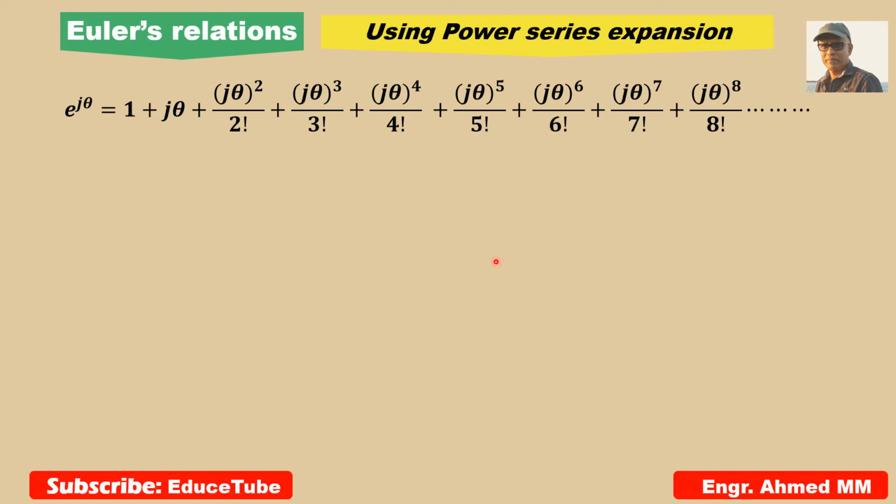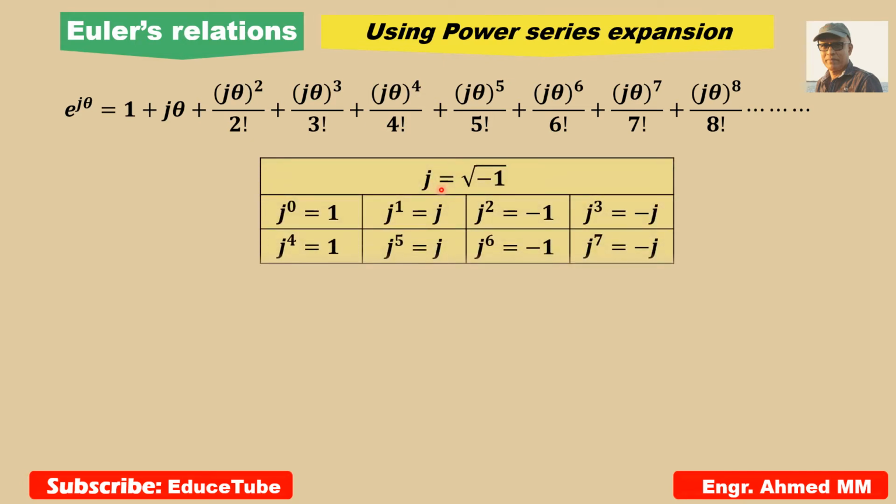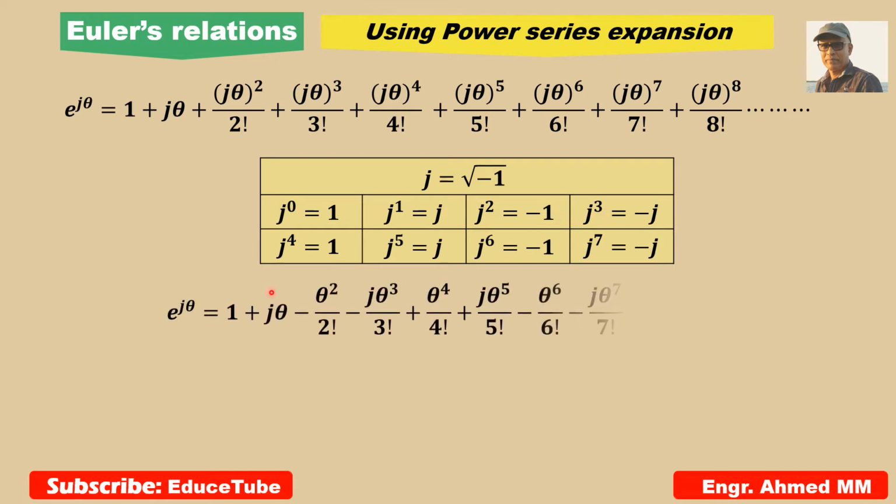So I brought the same equation and same series here. Here we need to put the value for j, so we want to make a table. As we know, j equal to square root of -1. So we have to find the value of j to the power 0, 1, 2, 3, up to j to the power 6 and j to the power 7, because all these terms will appear here. Once we replace all of this, it takes this shape.